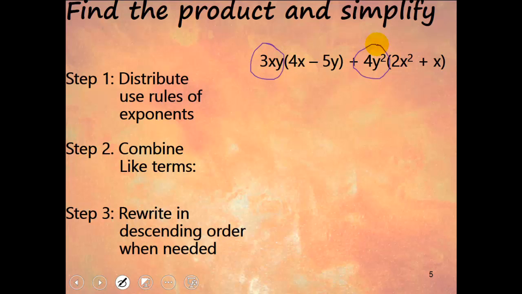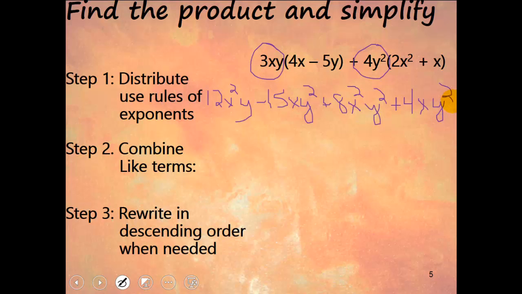All right, here we go. We have 12x squared y minus 15xy squared plus 8x squared y squared. Notice that I always write them alphabetically, even in terms of a term. And then plus 4xy squared.